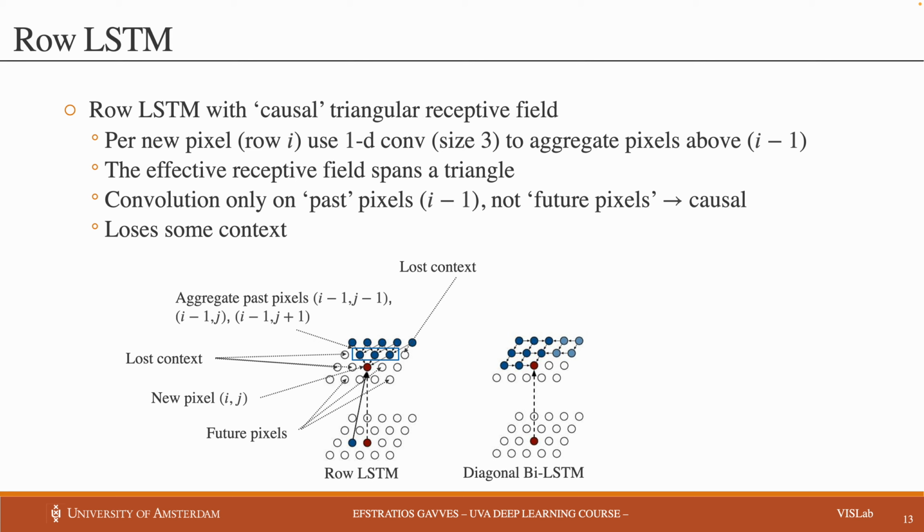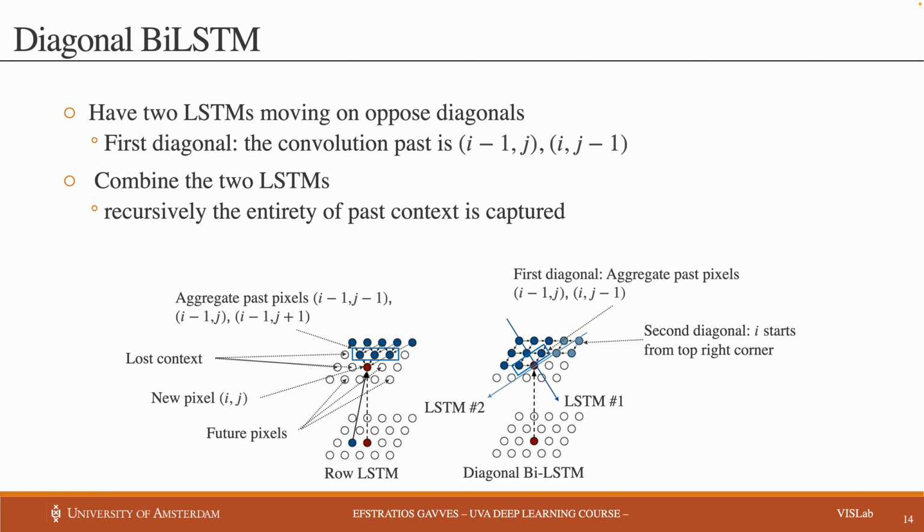So this is the row LSTM, and then they propose the diagonal BiLSTM, which is another variant of such causal convolutions in the LSTM. This is a bit better because it doesn't ignore this lost context. So it captures better context in an efficient way. And this diagonal BiLSTM is basically a combination of two diagonals.